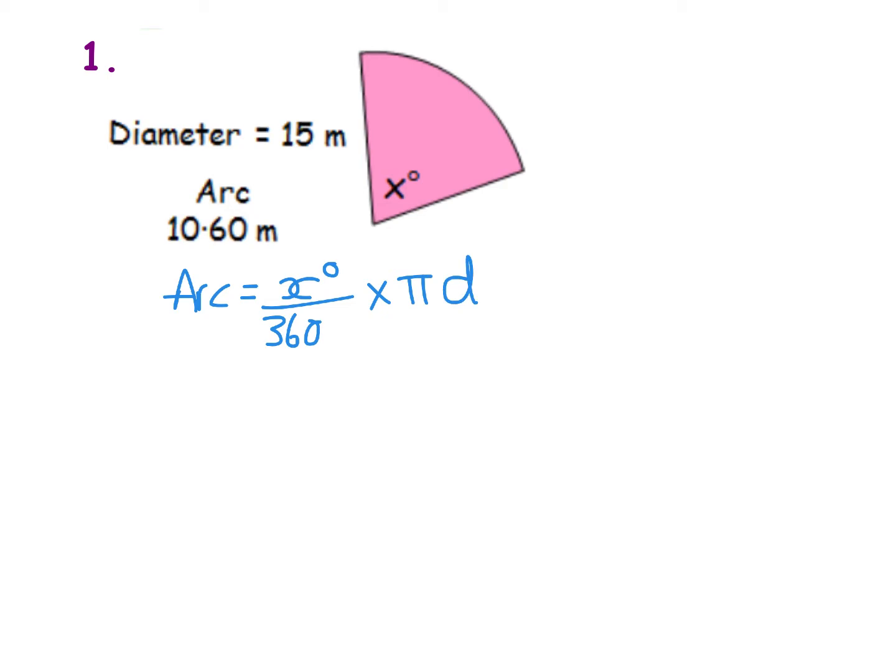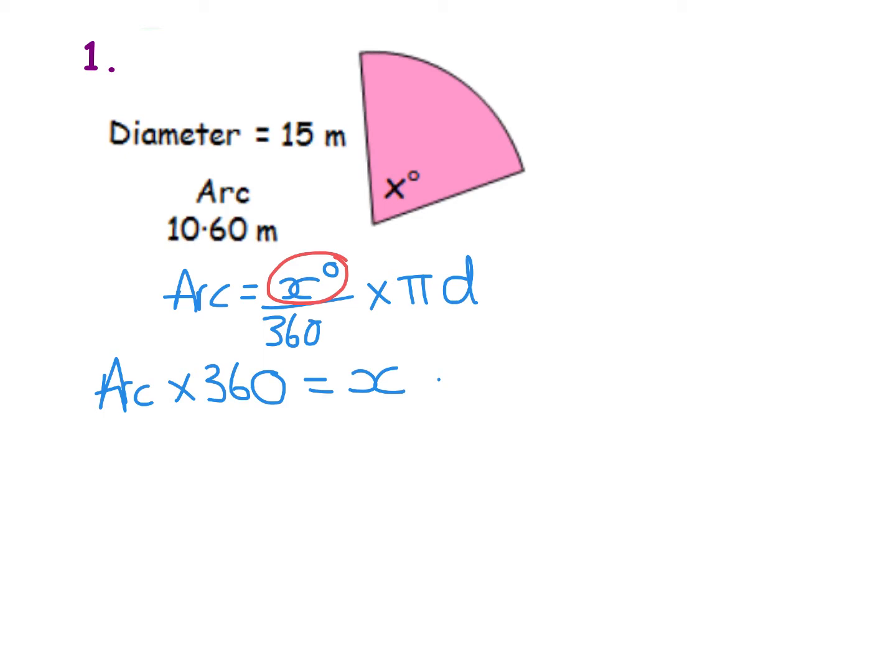Now, I'm going to teach it using the change of subject method. So I'm going to change the subject first. I am after the angle in the centre, so I want to isolate the x, and then I'll plug in the numbers. To isolate the x, we're going to undo the divide by 360. So we're going to do arc times 360, and that would leave you with x times pi d.